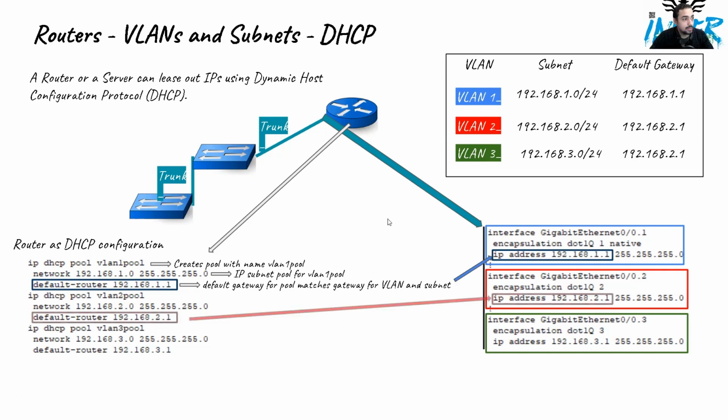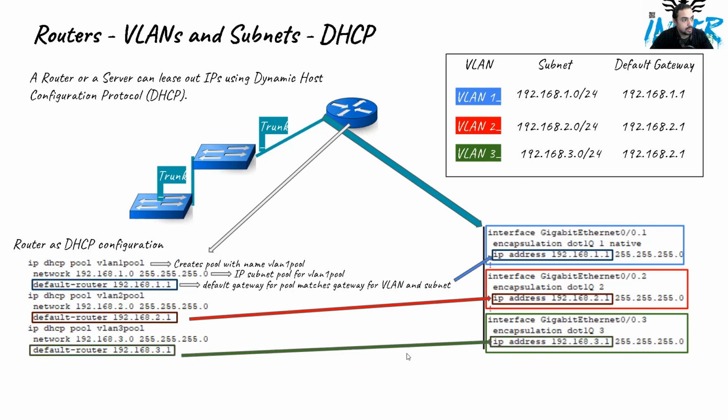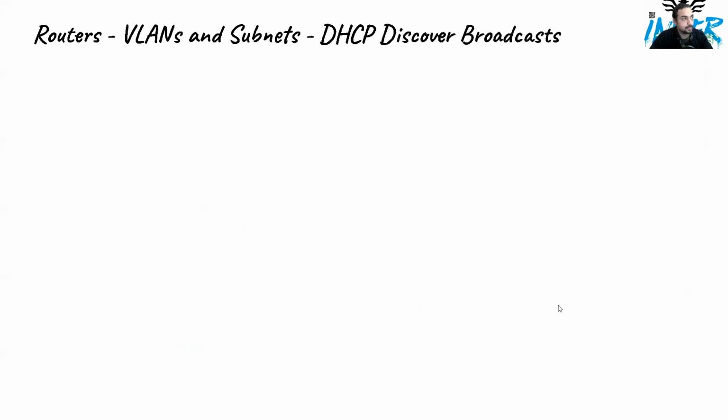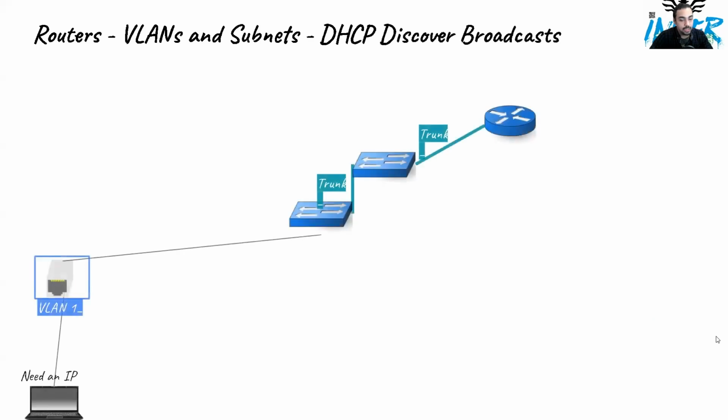Notice that the same pattern works for VLAN 2 and the VLAN 2 pool that we created, VLAN 3 and a VLAN 3 pool. You have the default router, default gateway, and the subinterface IPs. So let's look at this network again, this time seeing how a device attached to a VLAN 1 switch port will get a VLAN 1 IP from the router.